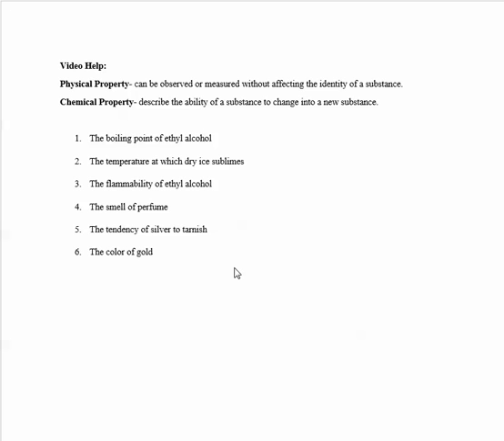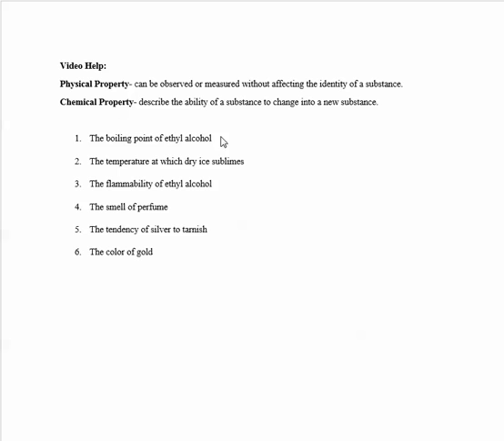In this video, what I'm going to do is explain the difference between physical properties and chemical properties. A physical property can be observed or measured without affecting the identity of a substance. So you're not changing the identity of the substance when you're observing it.